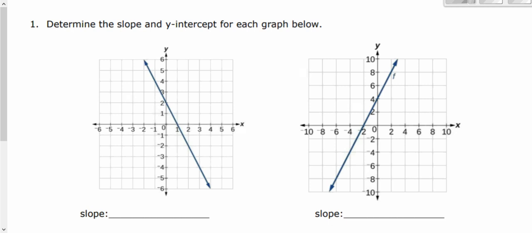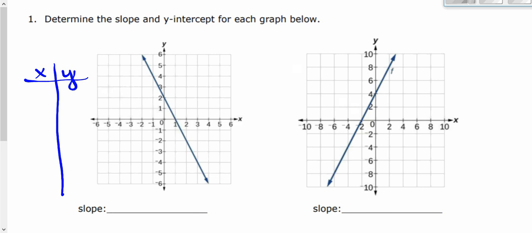Okay, number one, determine the slope and y-intercept for each graph below. So looking at our first graph, I'm going to find 2 points that I can find the change in y and change in x to find my slope. Okay, so I have a point at (0, 2). And I also have a point at (2, -2).